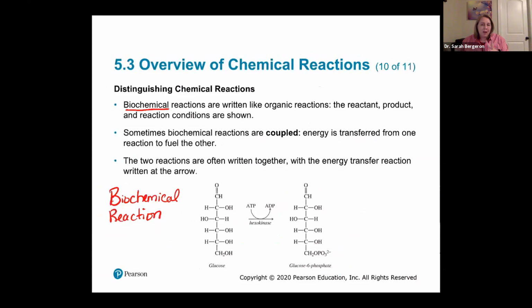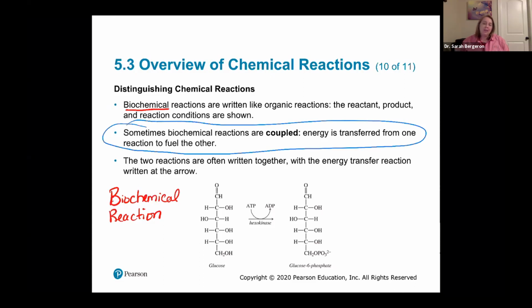Now, our third kind of reaction is a biochemical reaction. We write them just like we said for organic. We write the reaction, we write the product, and we write whatever other things are important. But what's really interesting about biochemical reactions is that a lot of biochemical reactions inside of the body are non-spontaneous. They don't happen by themselves. And so how can we make these reactions favorable inside of the body? Well, you can't. But what you can do is couple two reactions together.